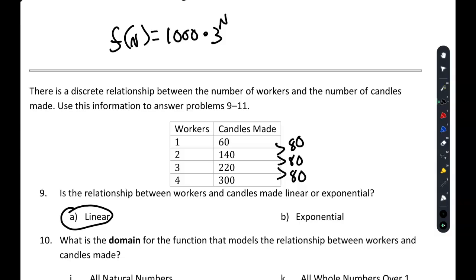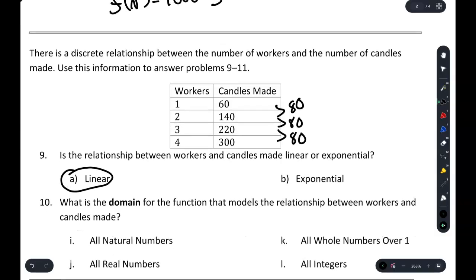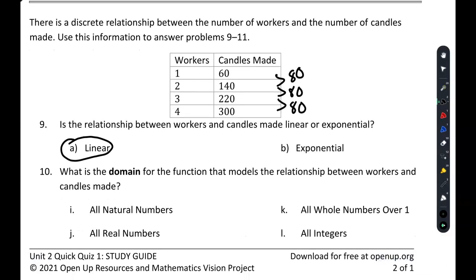All right, next, we're going to take a look at the domain. Okay, so looking at the domain, it says, what is the domain for the function that models the relationship between workers and candles made? So what we're asking is, what is the input value? Okay, is there anything going on in between? Are there partial workers? No. So we know that it's going to be discrete.